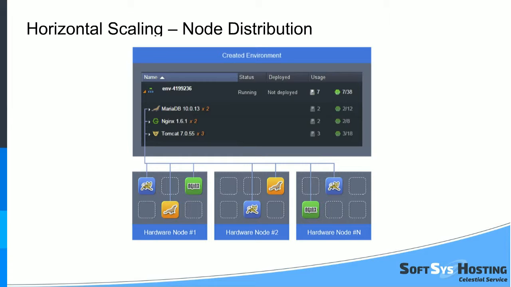Internally, each similar node is distributed on separate hardware. Hence, each of the MariaDB nodes is on separate hardware, and similarly, Nginx and Tomcat nodes are on separate hardware. So this helps in redundancy, as your environment will continue to stay online even if one of the underlying hardware nodes goes down for some reason. So this helps in business continuity and helps you achieve 100% uptime.